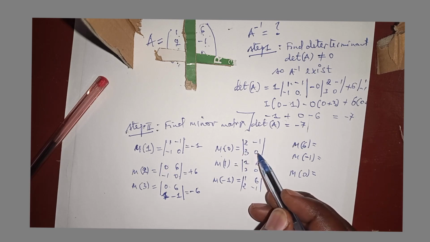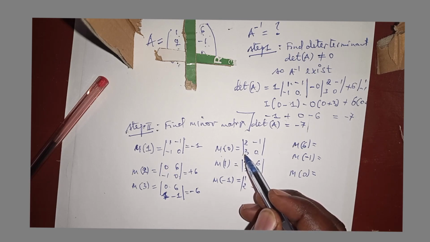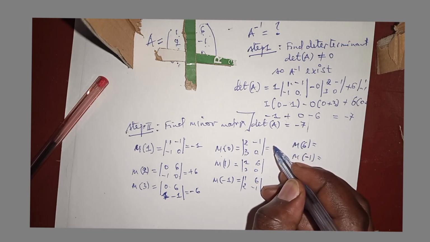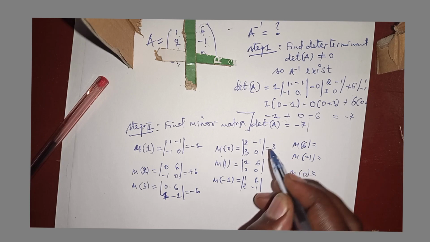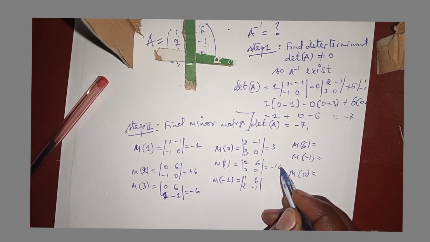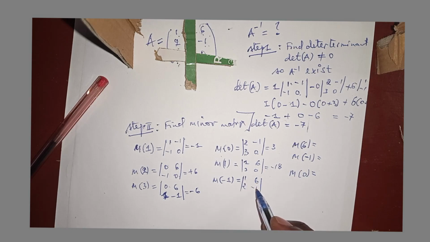So then, determinant, this times this one is negative 0, minus 3 times negative 1, you get a positive 3. This one is a 0, minus, get minus 18. Negative 1 minus 12. You will get minus 13. Okay?